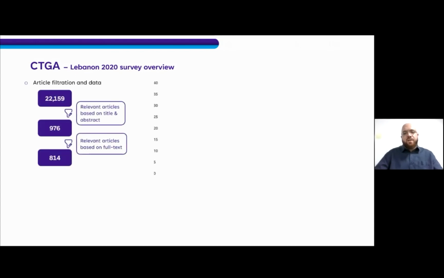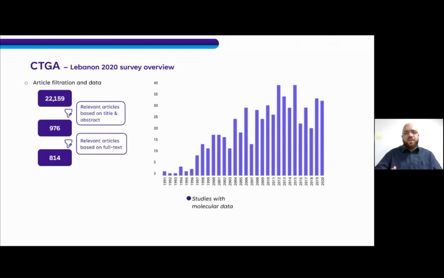All right, so to showcase CTGA data, I'll just present an overview of our recent update of data from Lebanon. We started this project in 2019 with a PubMed search for biomedical literature referring to Lebanese subjects with variant data. We ended up with over 800 articles from which we extracted over 600 disease records and 600 gene records. And we inputted over 1,300 unique variants with HGVS terms into CTGA.